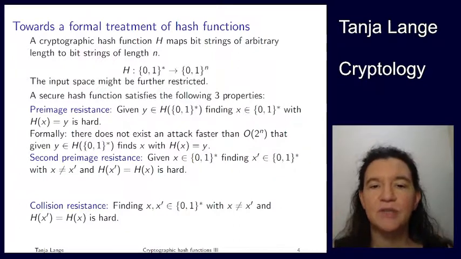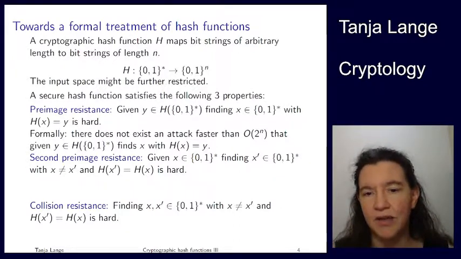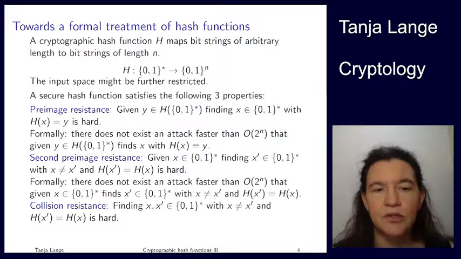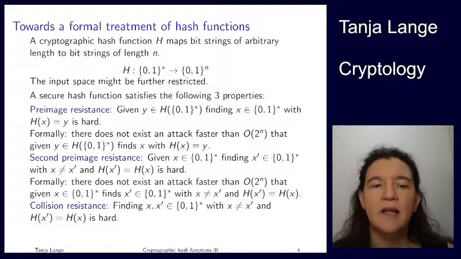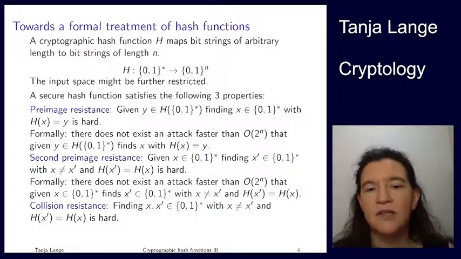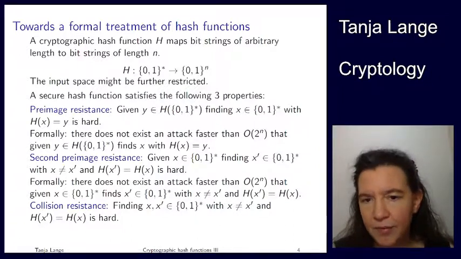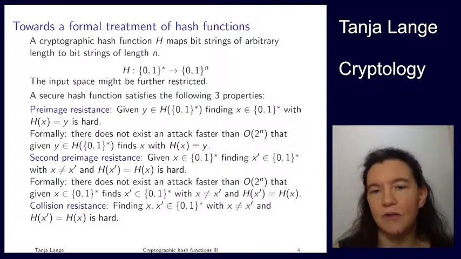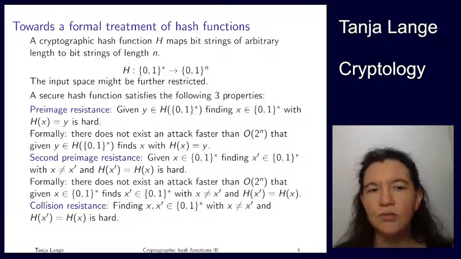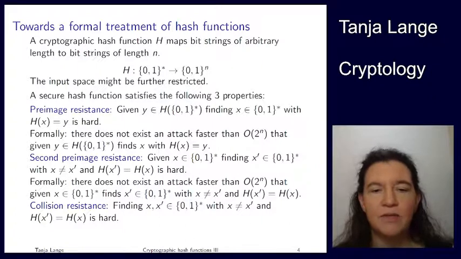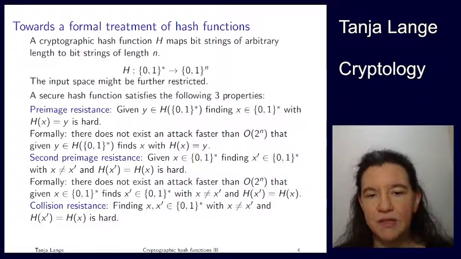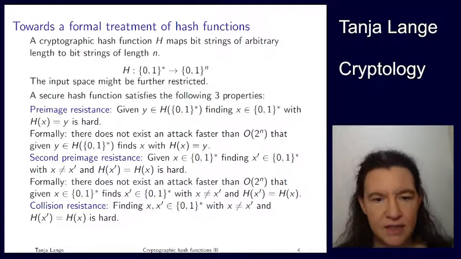In the second pre-image resistance, somebody feeds us an x, and then we have to come up with an x'. So for this one also, there does not exist an attack faster than O of 2^n that on input x finds an x', which is different from x, such that the hash values match. So for those two, this looks pretty formal. But then for collision resistance, we would like to say that there doesn't exist such an algorithm.